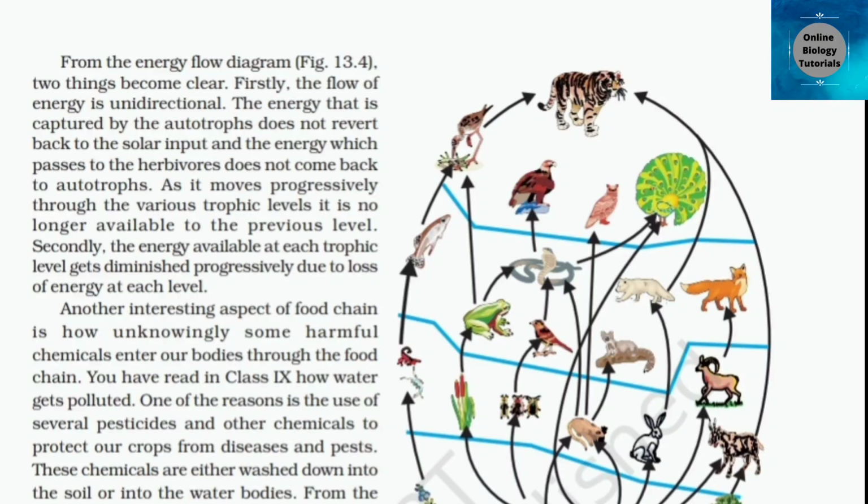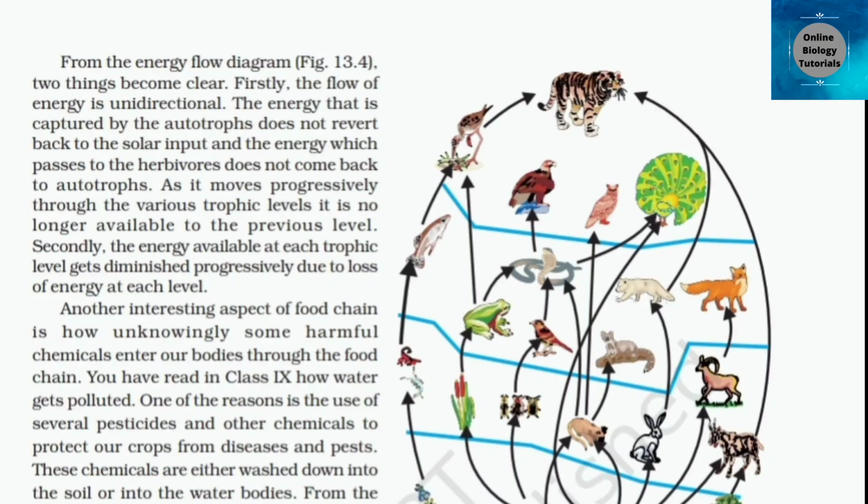Firstly, the flow of energy is unidirectional. The energy that is captured by the autotrophs does not revert back to the solar input, and the energy which passes to the herbivores does not come back to autotrophs. As it moves progressively through the various trophic levels, it is no longer available to the previous level. Secondly, the energy available at each trophic level gets diminished progressively due to loss of energy at each level.